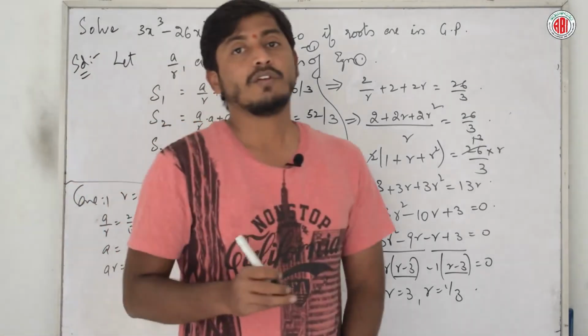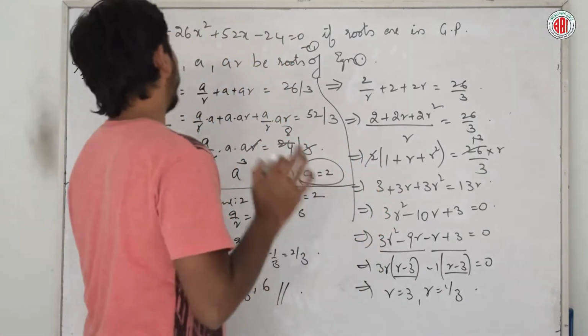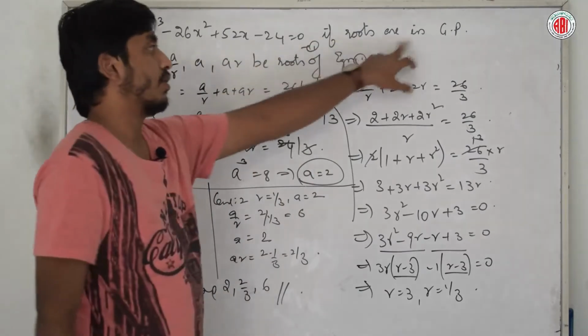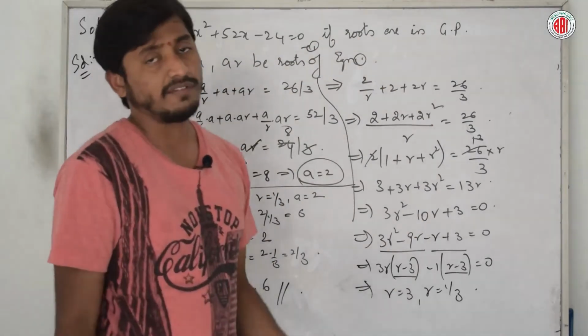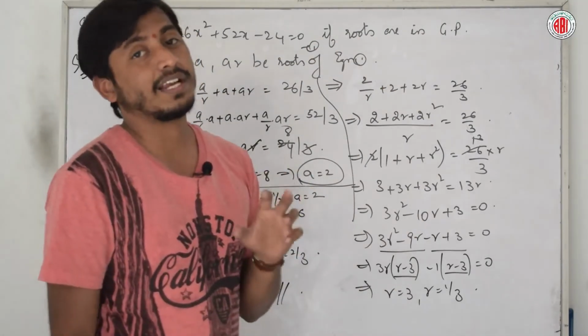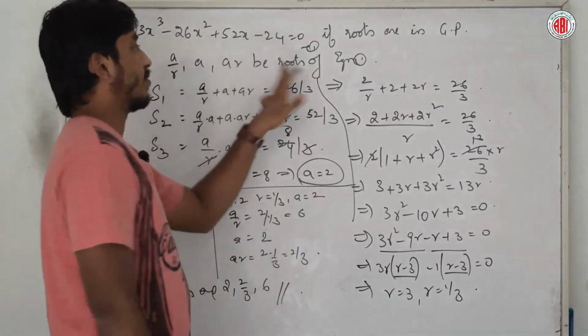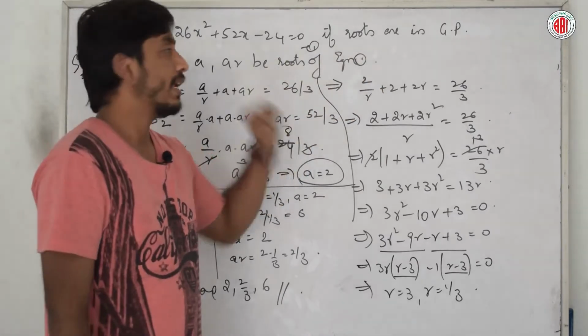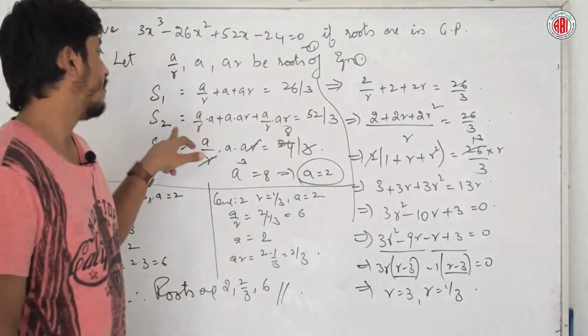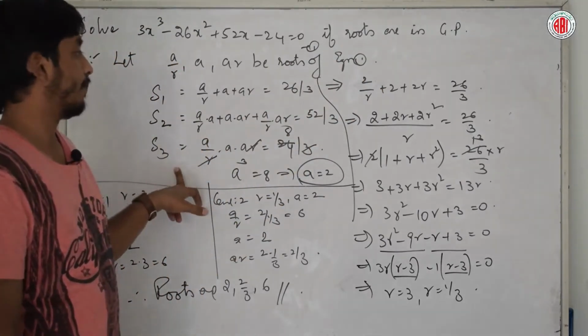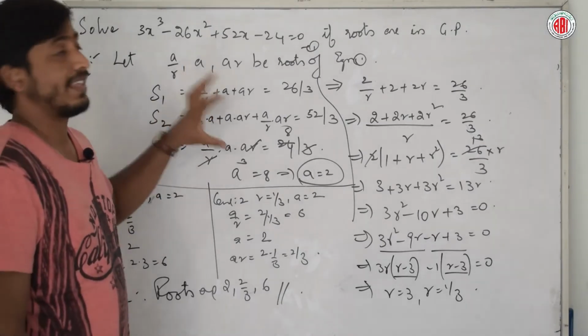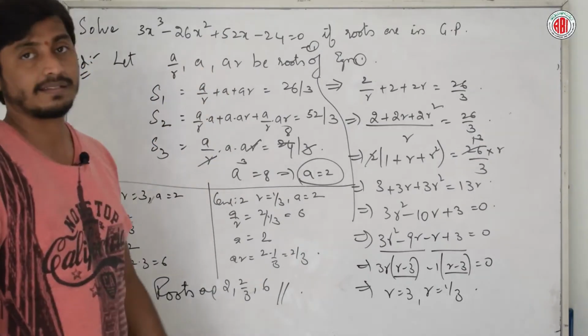Clear? What was the condition here? The main motivation here is that the roots are given in GP. So obviously we'll take the roots which satisfy the condition of geometric progression. So we'll take them as a by r, a and ar, so that those are the roots of equation 1. Such that we'll write the sum, S2 and S3.